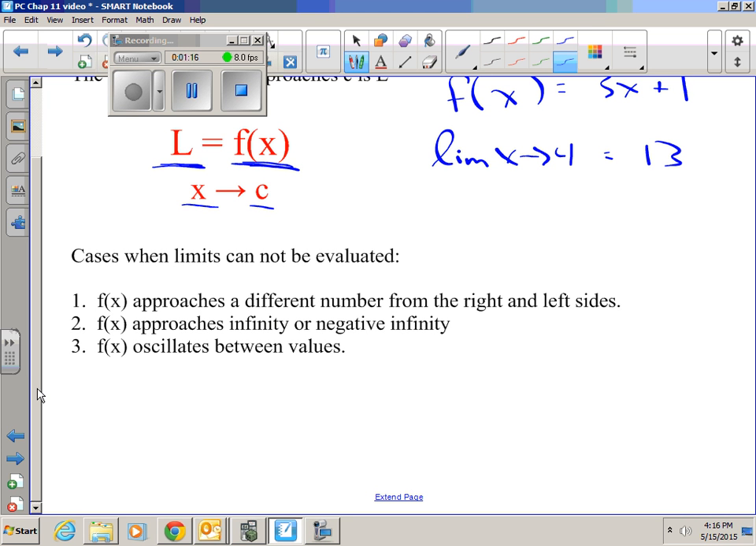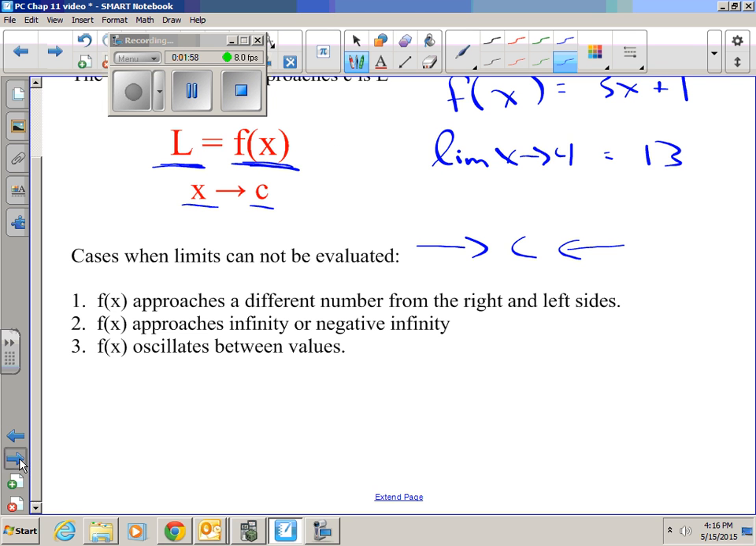The first one is if the function comes to a different value from the positive side, the right side, and the negative side, the left side, of my limit value. So from the different sides of c, if from the right side we come to some value, and from the left side we come to a different value, that limit does not exist. The limit will also not exist if our value becomes infinitely large or infinitely small. And the third time a limit does not exist is when the value of the function oscillates between two or three different things.